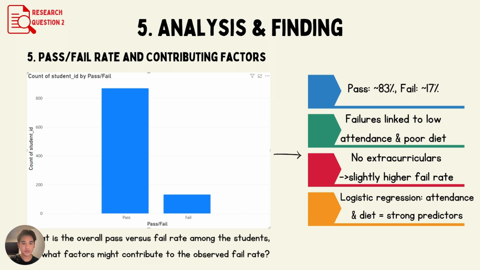For the third question, what is the overall pass and fail rate and what might explain the failures? In our dataset, around 83% of students pass and 17% fail. When we look deeper, we saw that students who failed often had lower attendance and poorer diet quality. Also, those who didn't join any extracurricular activities were slightly more likely to fail. So it's not just about studying hard, showing up, eating well, and staying involved outside the classroom also seem to make a big difference in academic success.